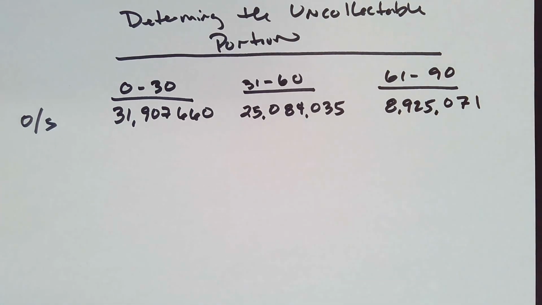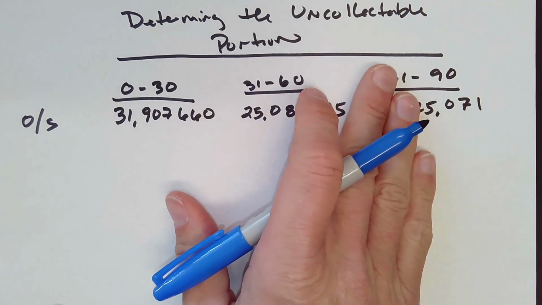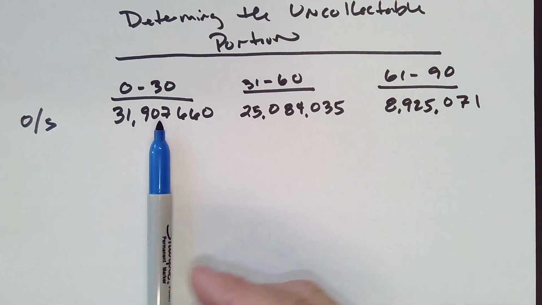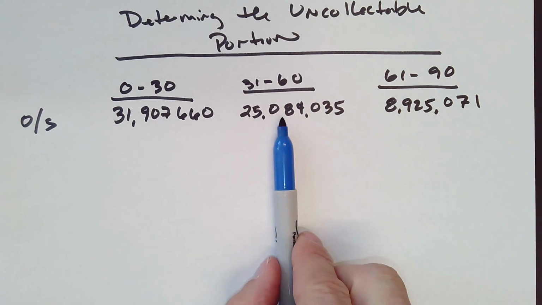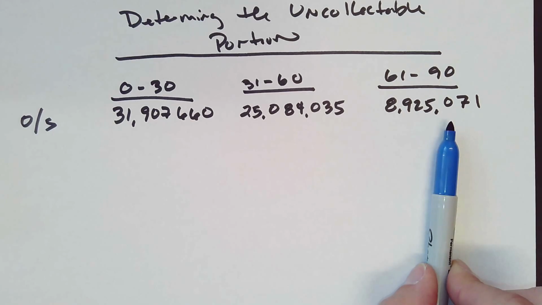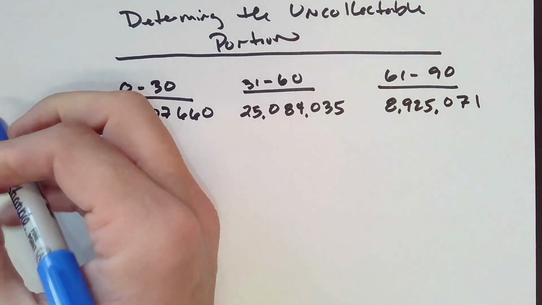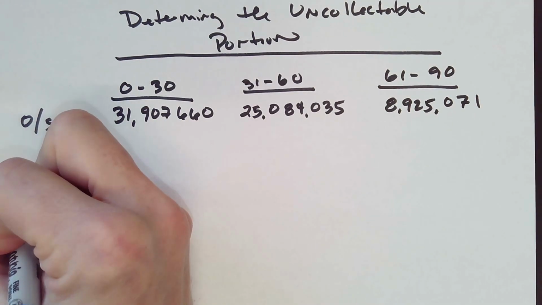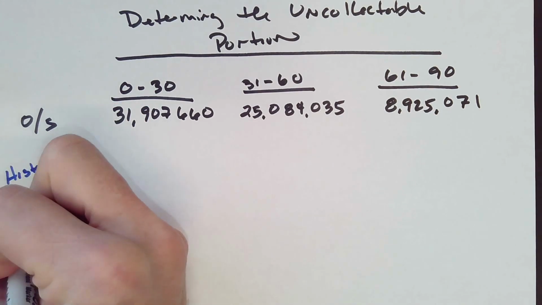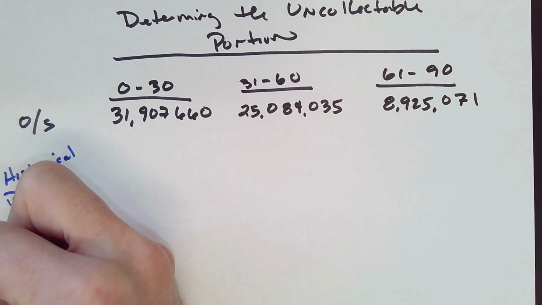You can go back and take a look as an organization: when things are in the 0 to 30, what's the likelihood that they're going to become uncollectible? 31 to 60, 61 to 90. You would expect this to be a smaller percentage, this larger, and this larger still. So this is our historical rates for uncollectability.